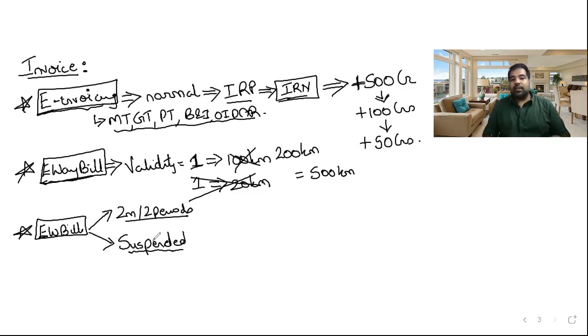If your registration is suspended, then you cannot generate e-way bill. So no e-way bill can be generated if you have not filed your returns for 2 months or 2 periods, or if your registration is suspended. Of course, once it's cancelled, you anyways cannot generate e-way bill, but during suspension also you cannot. That's a new thing here. Next, so invoice chapter has a couple of them. So let's see the next one.